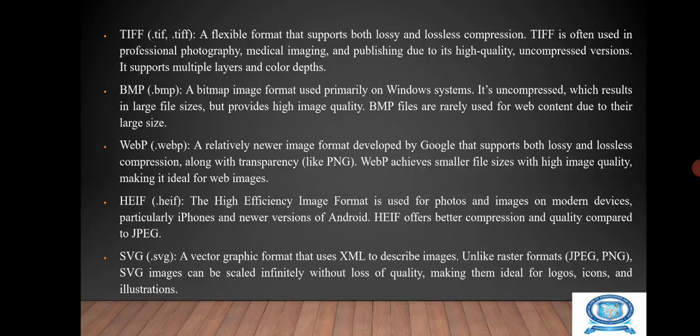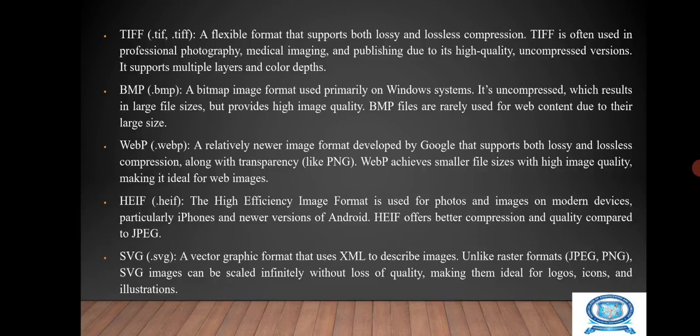Then WebP is a relatively newer image format developed by Google that supports both lossy and lossless compression along with transparency. It achieves smaller file sizes with high image quality, making it ideal for web images. Then HEIF, high efficiency image format, is used for photos and images on modern devices, particularly in iPhones and newer versions of Android. It offers better compression and quality compared to JPEG.